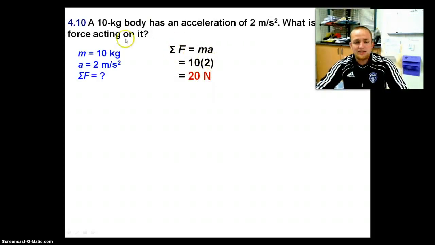So very simple problem. Anytime I'm asking for the net force, this is the equation that I use. This is given to you on your EOC.